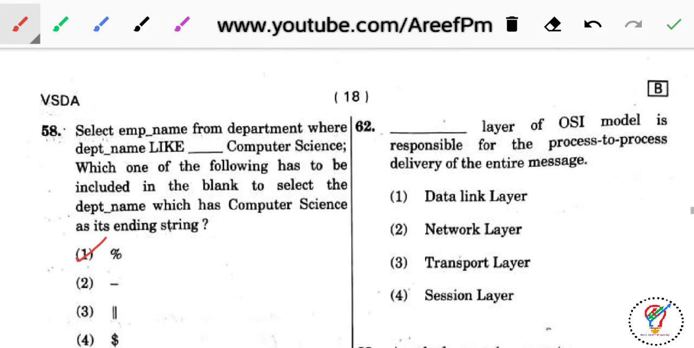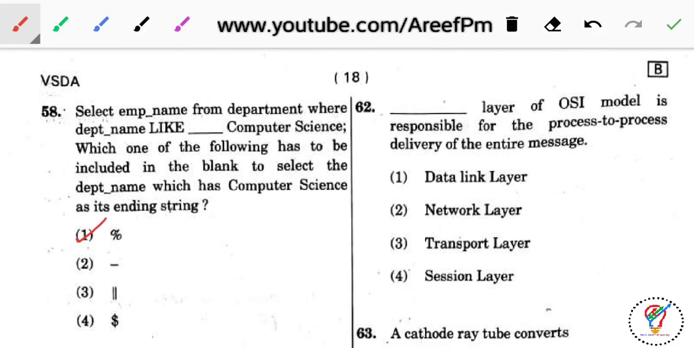Now we'll move to the next question here, the 62nd question. Which layer of the OSI model is responsible for process-to-process delivery of the entire message? It is nothing but the transport layer.